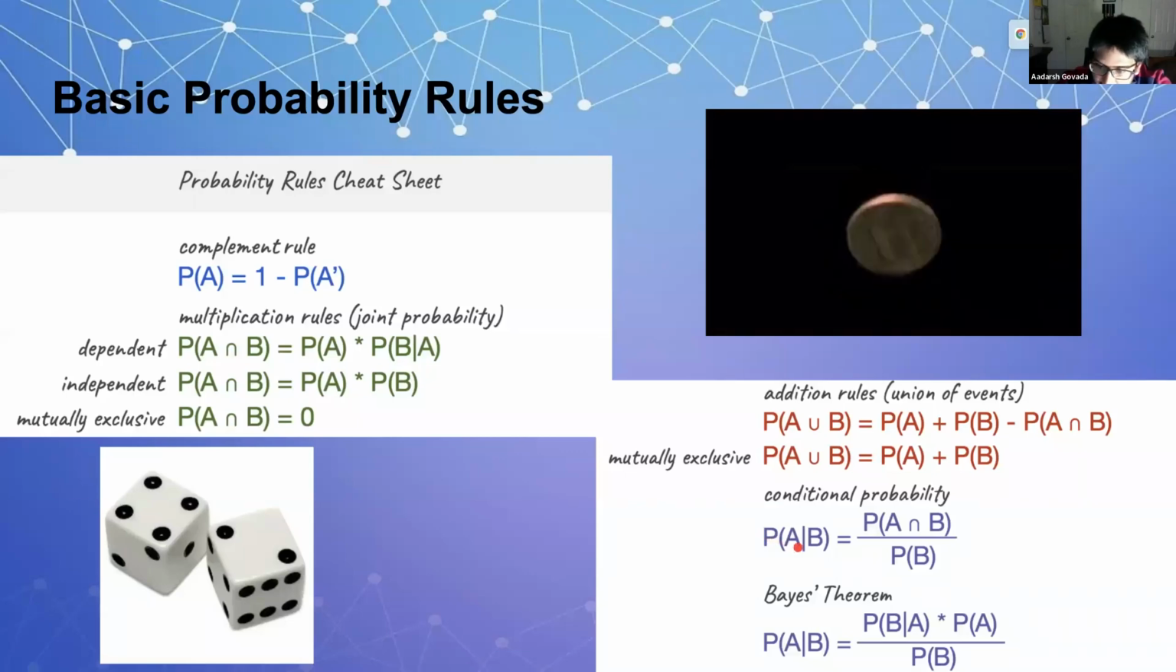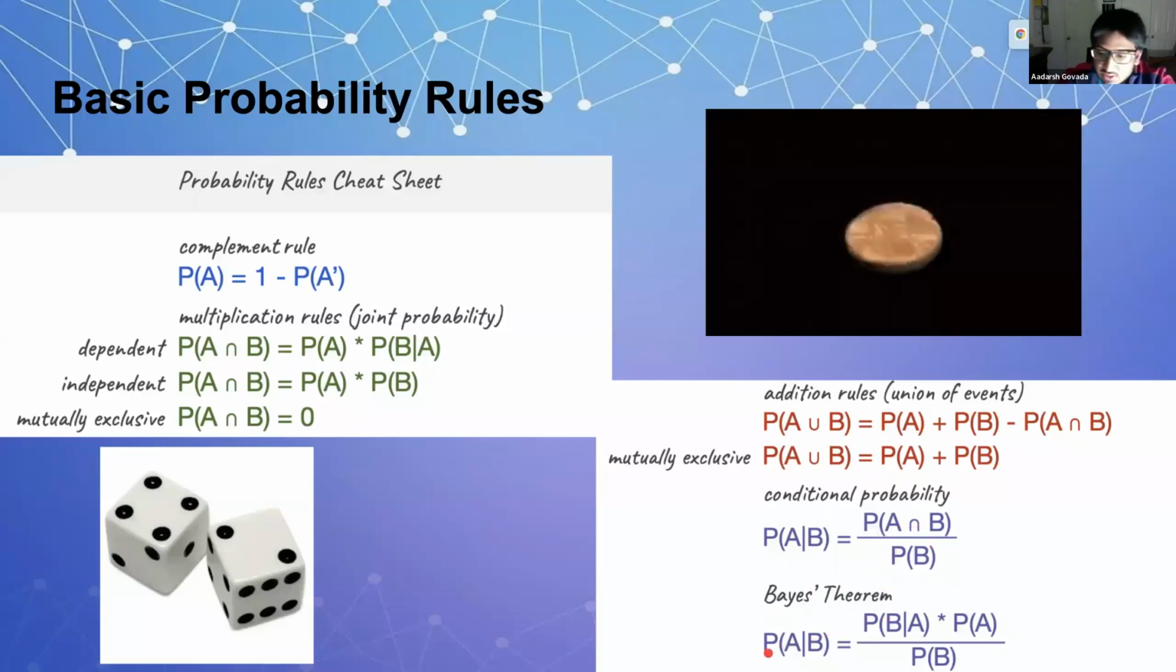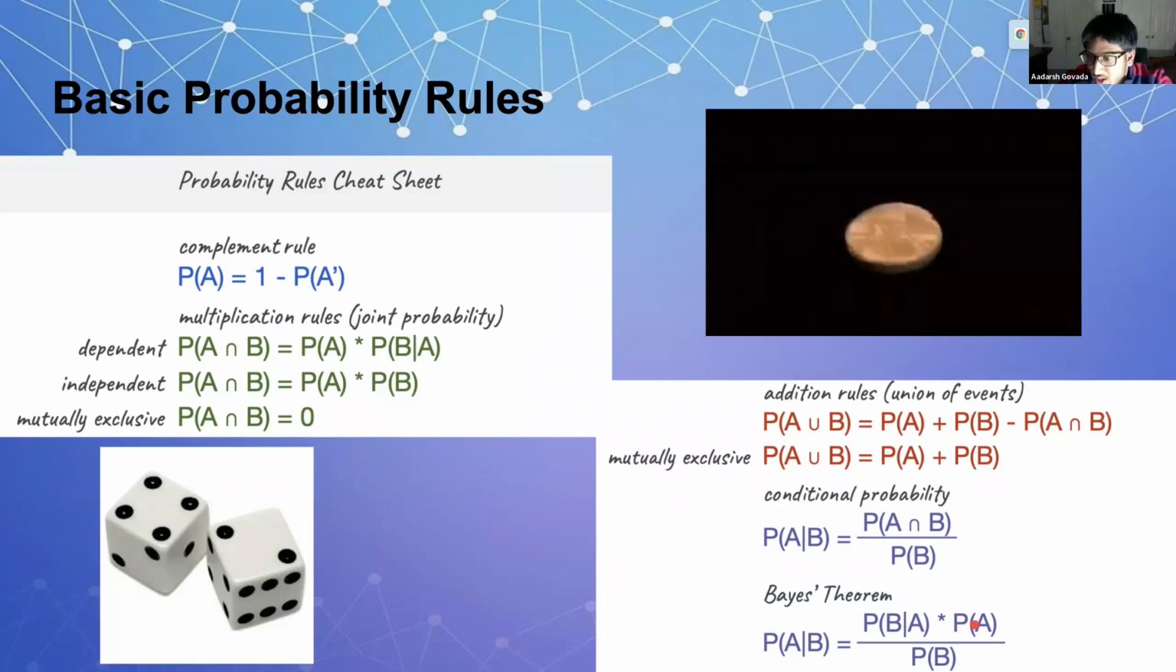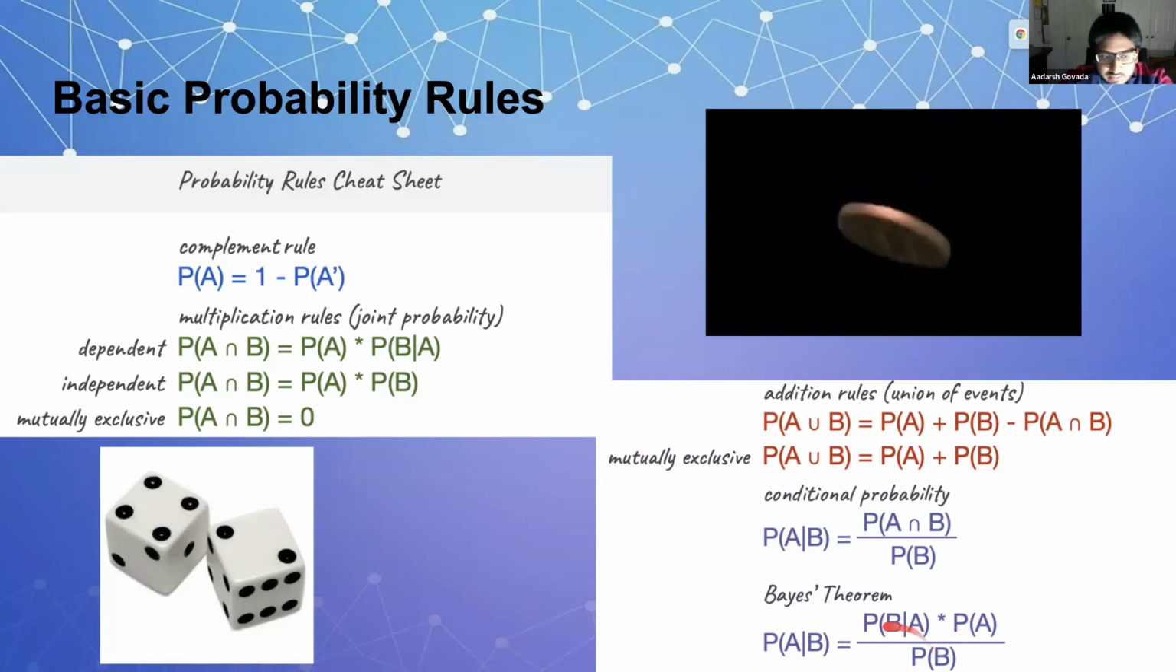Finally, we have conditional probability, which is the probability of A given B. If we know that B is going to happen, then what is the probability of A happening? And that is the probability of both of them happening divided by the probability of just B. And finally, we have my favorite, Bayes' theorem. This is the probability of A given B equals the probability of B given A times the probability of A, all divided by the probability of B.